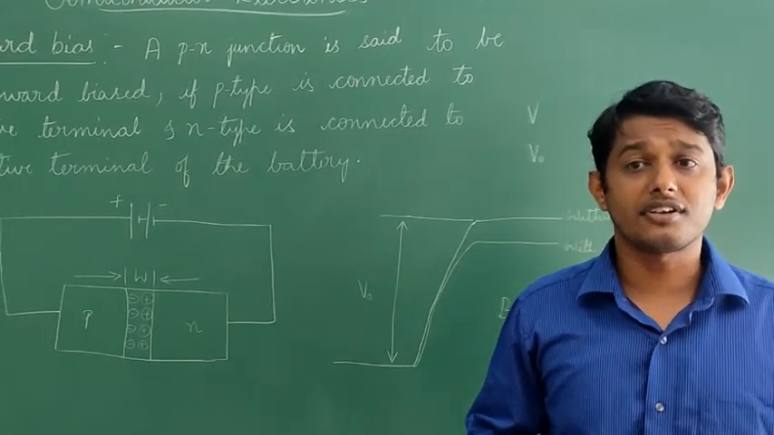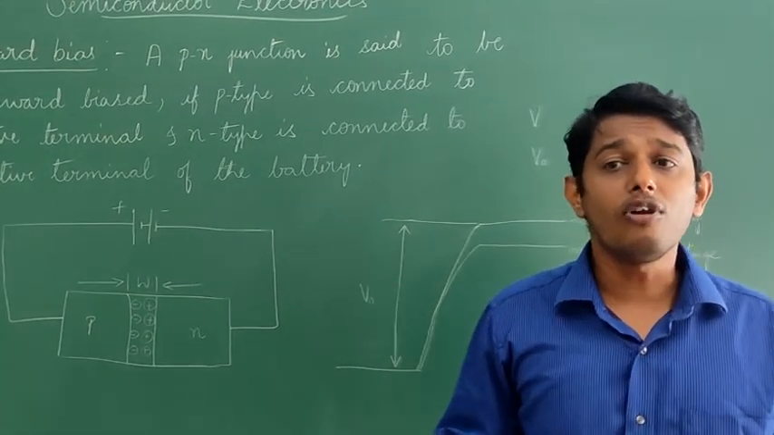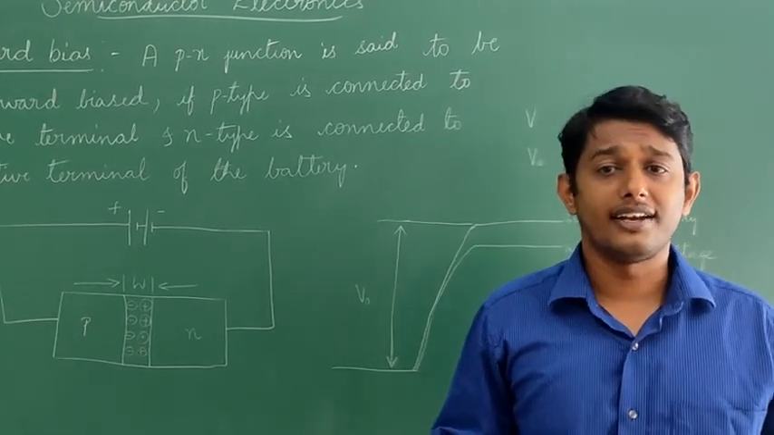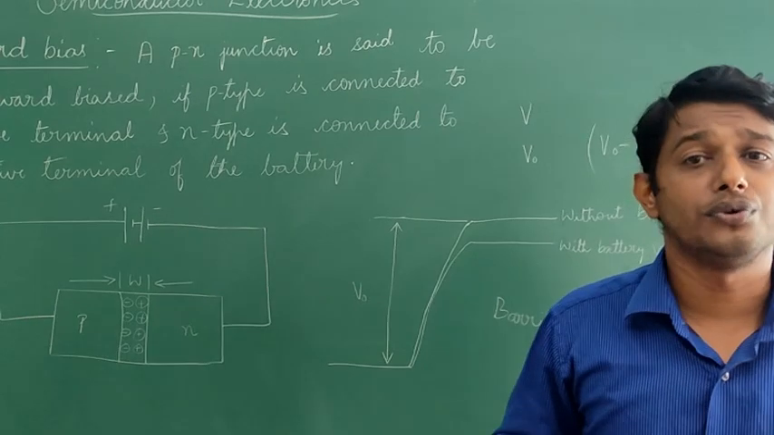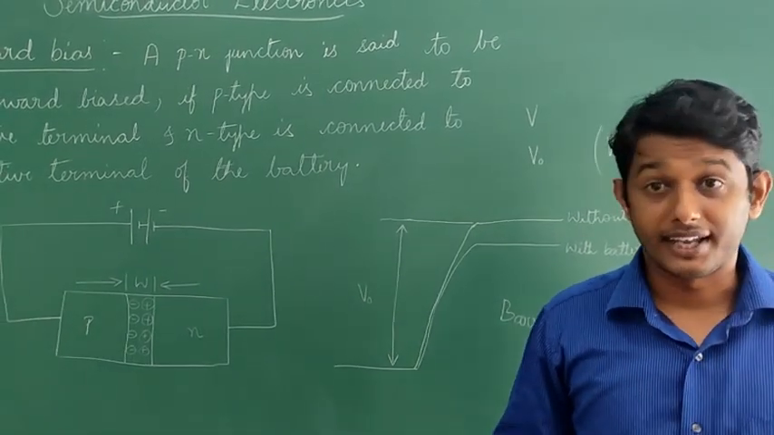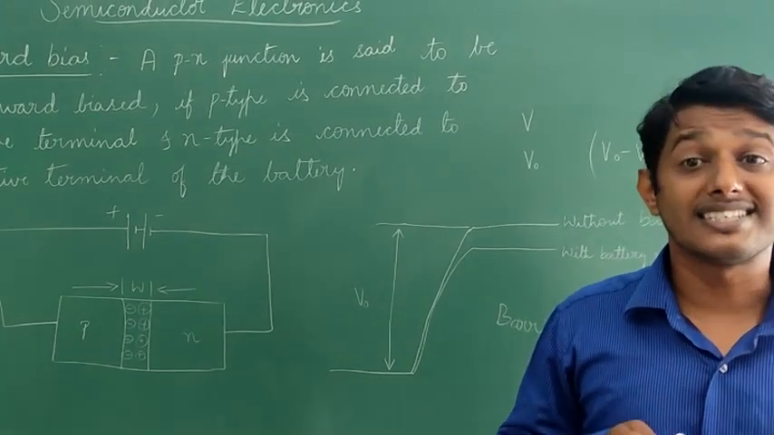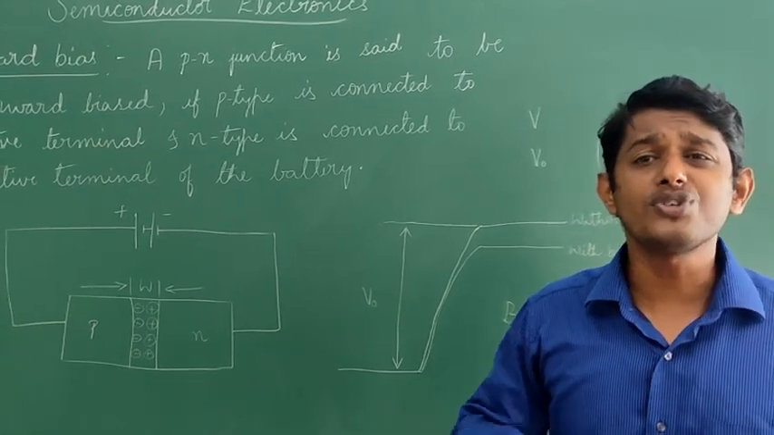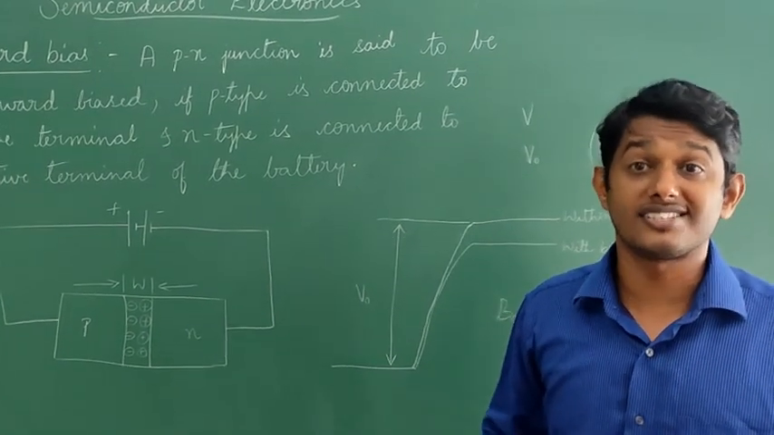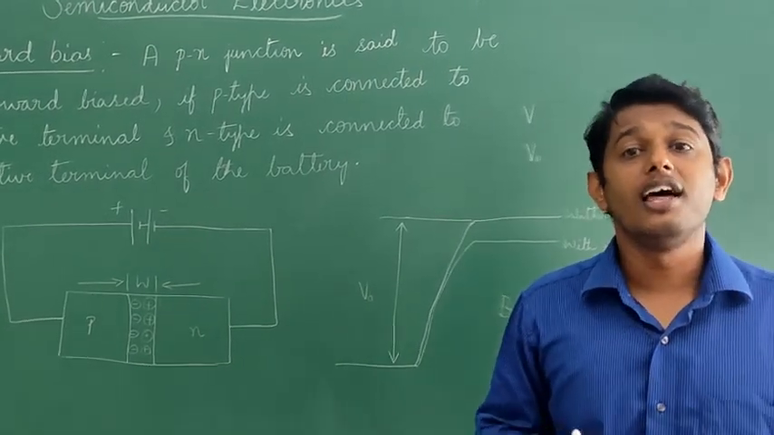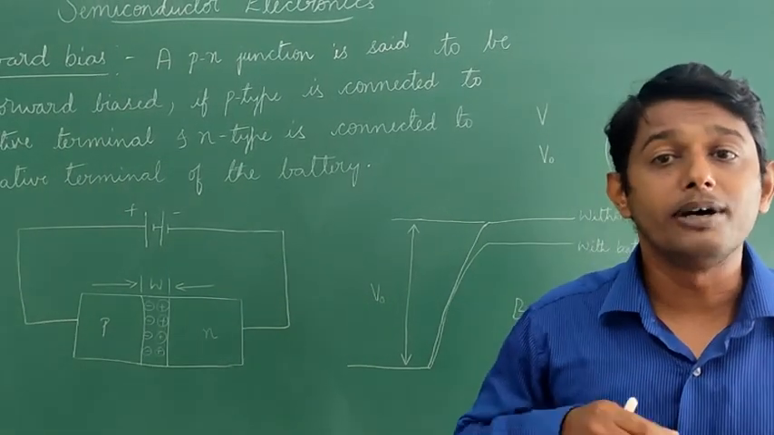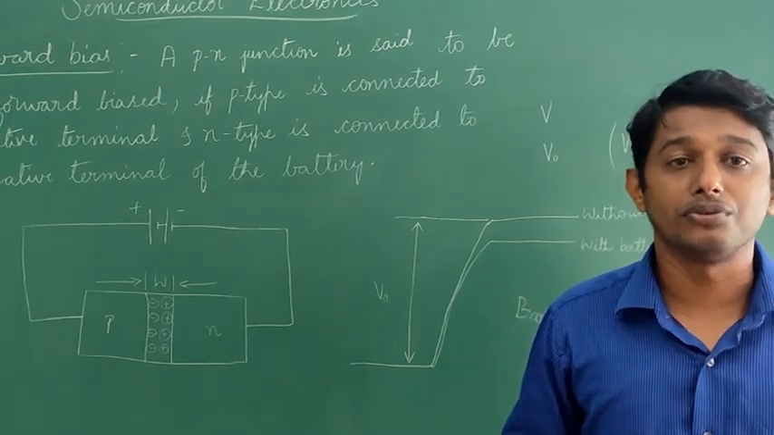Now the junction resistance becomes almost negligible and thus the diode permits the current to flow through it. I'll repeat again. The junction resistance that is present here becomes almost negligible and the diode permits the current to flow through it.